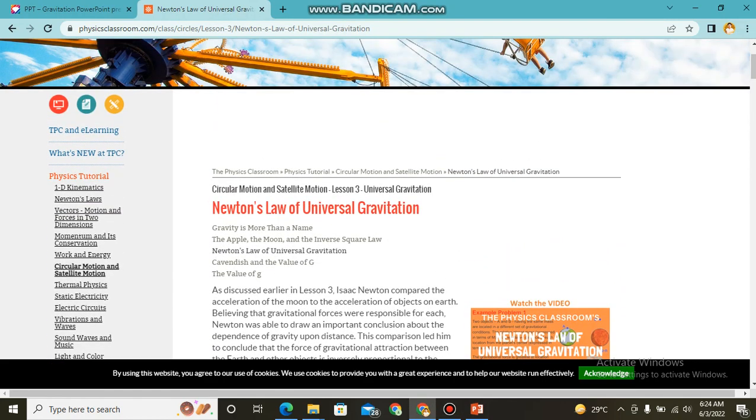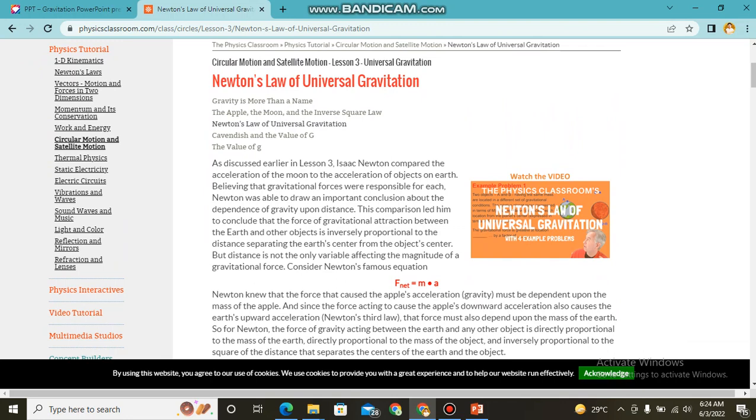Today my topic is Newton's law of universal gravitation. As discussed earlier in lesson 3, Isaac Newton compared the acceleration of the moon to the acceleration of objects, believing the gravitational forces were responsible for each. Newton was able to draw an important conclusion about the dependence of gravity upon distance.